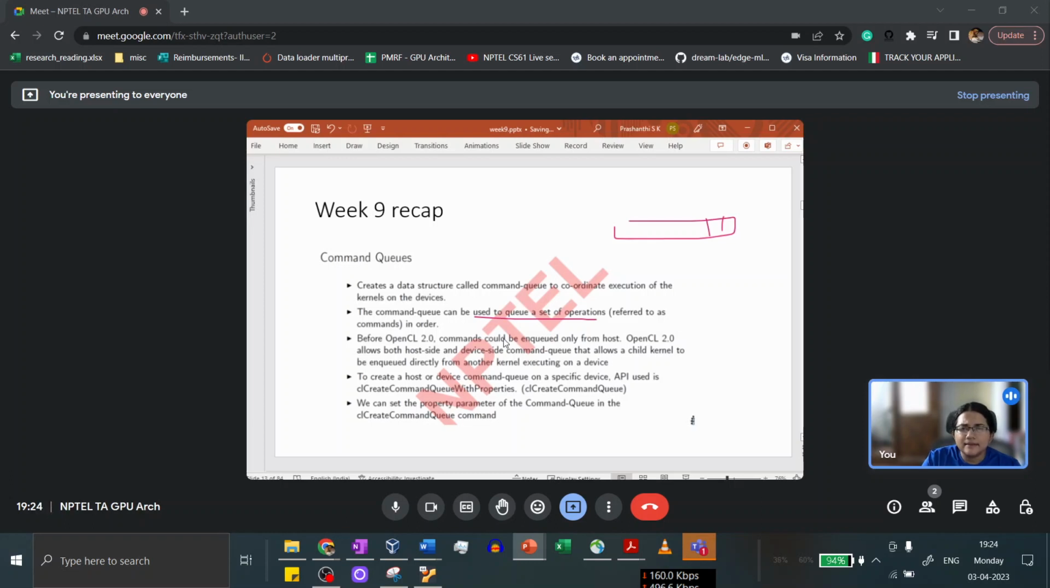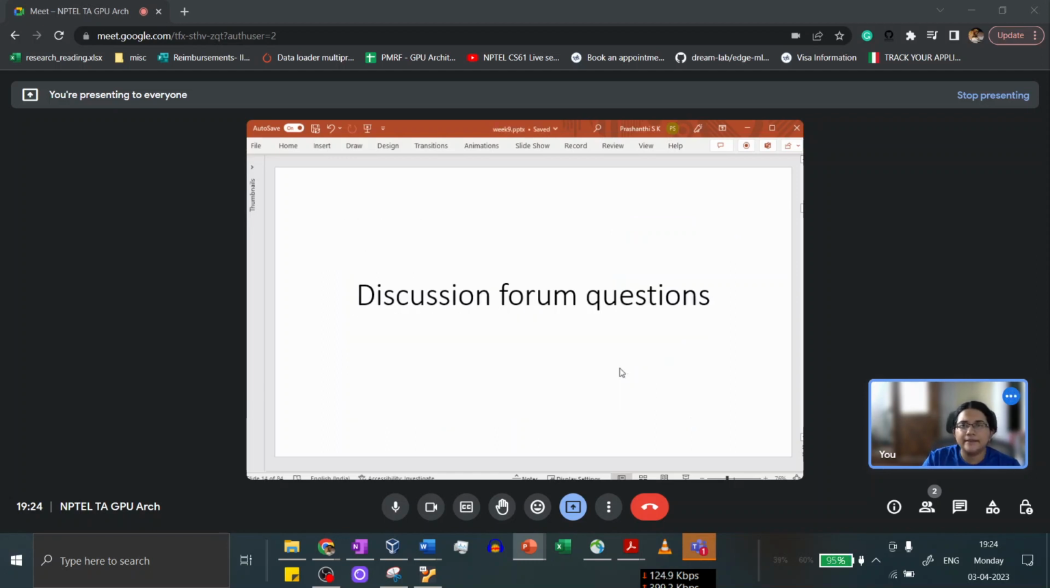And there is some versioning difference before and after OpenCL 2.2. I think you can look through that. And yeah, I think this overall gives you an idea.